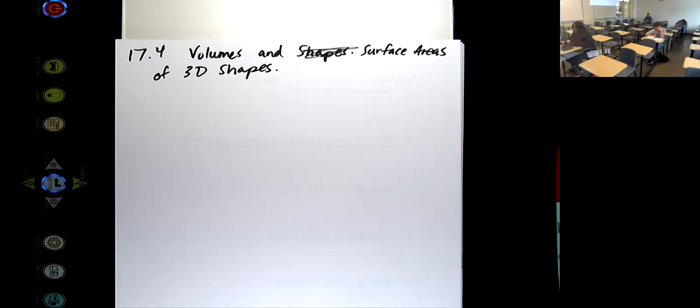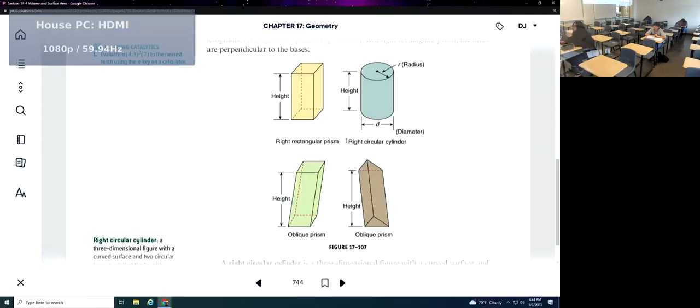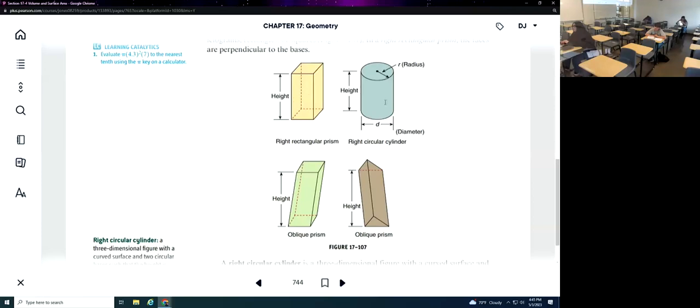So I'm going to show you a picture on the computer, and then I'm going to try to draw it. When we say right rectangular, right circular, or right something like that, there's going to be a right angle. A right angle is 90 degrees. So this is just a box. And this is basically just a soup can. When they are oblique, they're kind of skewed a little bit.